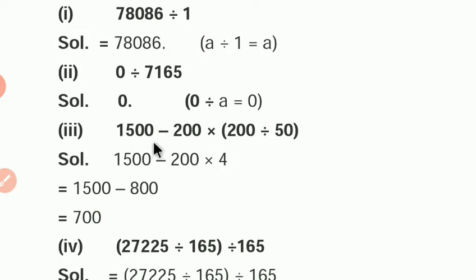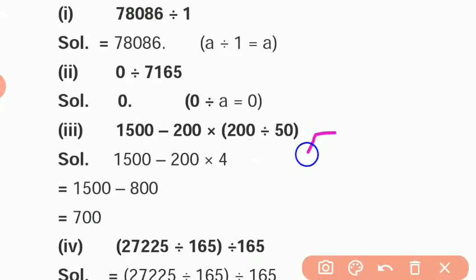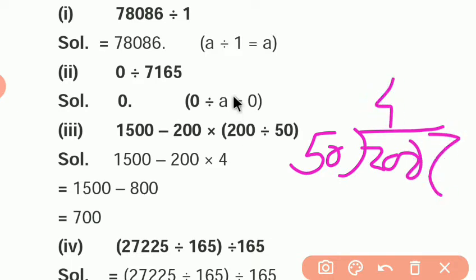Third, 1500 minus 200 into (200 divided by 50). According to the BODMAS rule, first we will solve the bracket, after that we will multiply. So 1500 we'll write as it is, then minus 200 into. First we'll solve this bracket: 200 divided by 50. If we divide 200 by 50, the answer is 4.